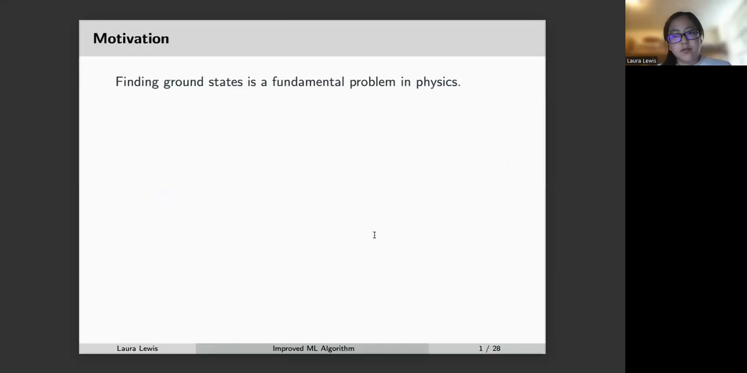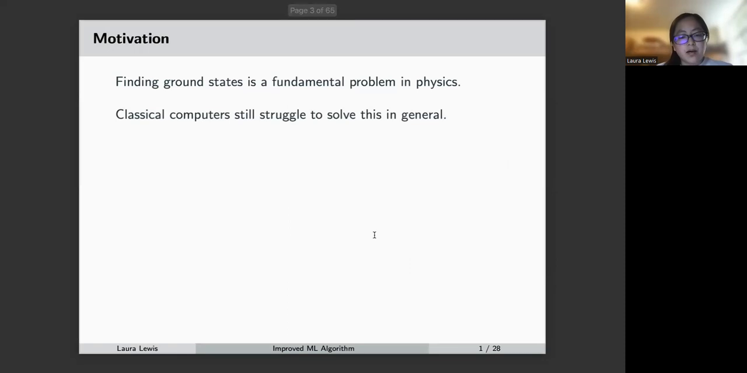Okay, so to give some motivation for why we care about studying this, as you all probably know, finding ground states is a really fundamental problem in physics. However, despite much research going into how classical computers might solve this, they still struggle to solve this problem in general. So, for example, one algorithm that's known is the density matrix renormalization group, DMRG. And for one dimension, DMRG is pretty efficient, but for higher dimensions, this problem is very hard and it becomes less efficient.